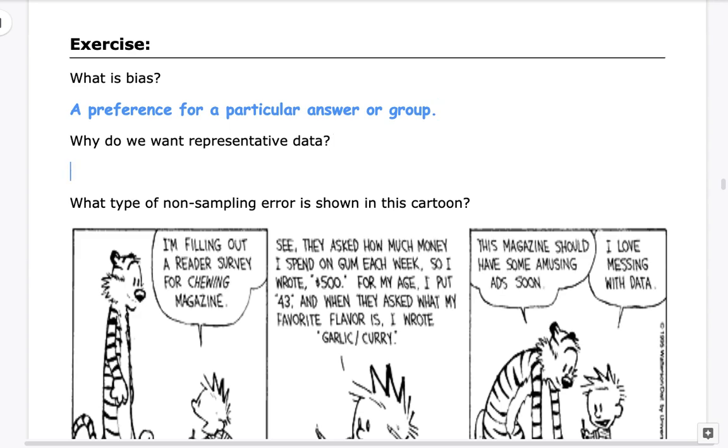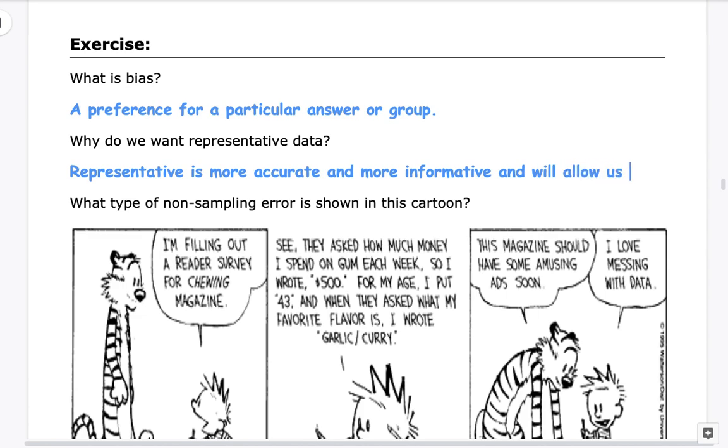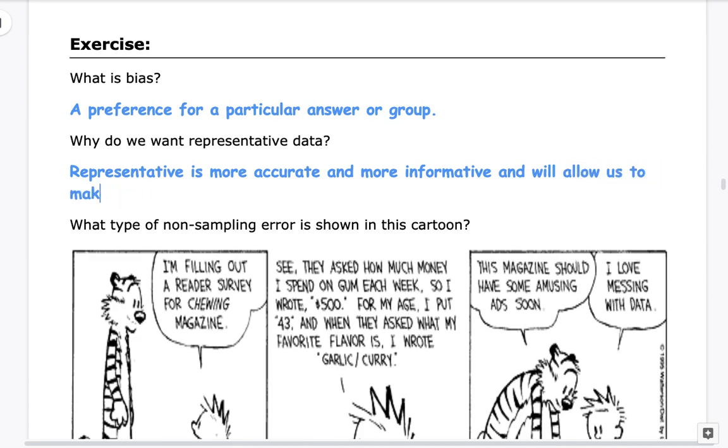So why do we want representative data? Well, if we've got data that's representative, then I can apply that and make inferences about the wider population. So it's much more powerful, much more accurate, and so that's why we would want it. So representative data is more accurate and more informative, and will allow us to make better decisions.